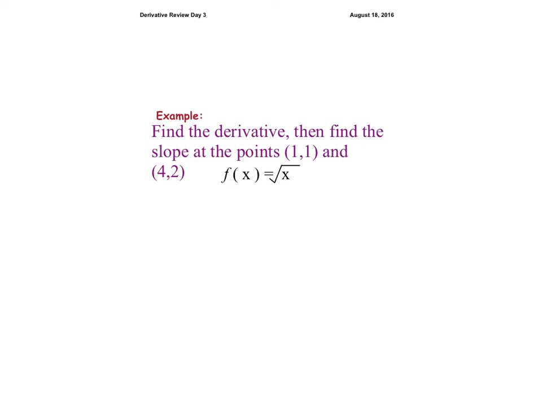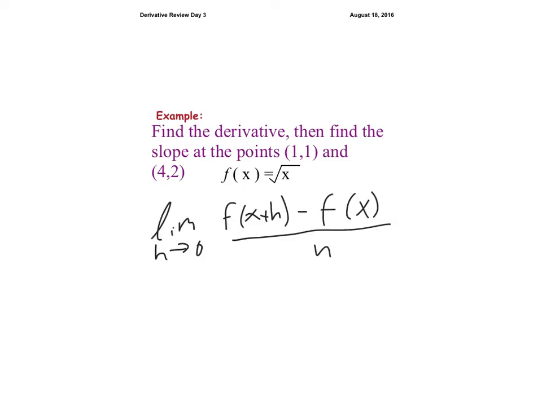Try out this example. Find the derivative, then find the slope at the point 1, 1. We start off with writing down the definition of derivatives and plug in. Now, you can't just plug in h, so what do we do? We multiply by square root of x plus h plus square root of x. Hopefully the top, the x will cancel, and we can cancel out the h on the bottom. So let's try that out.